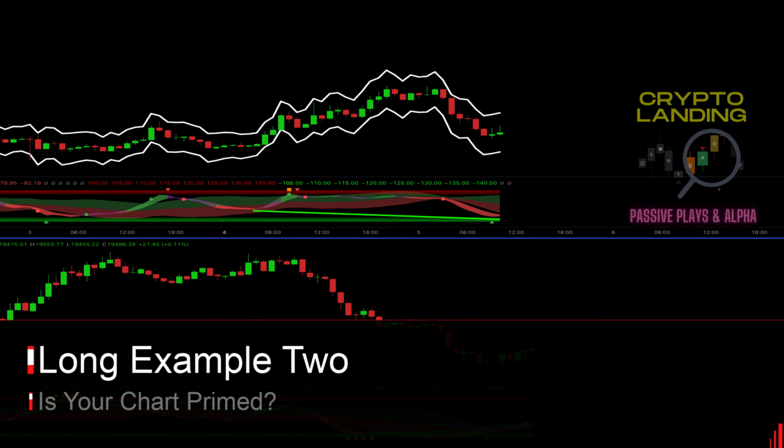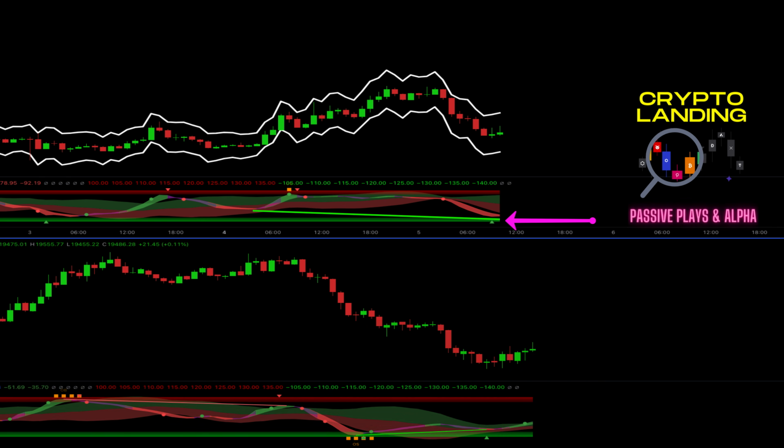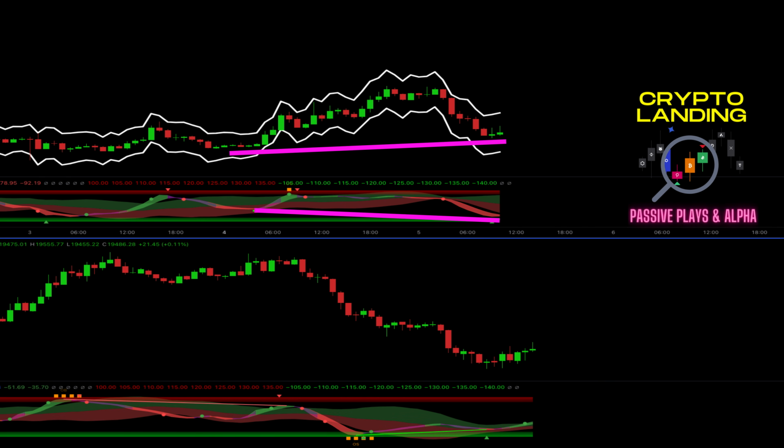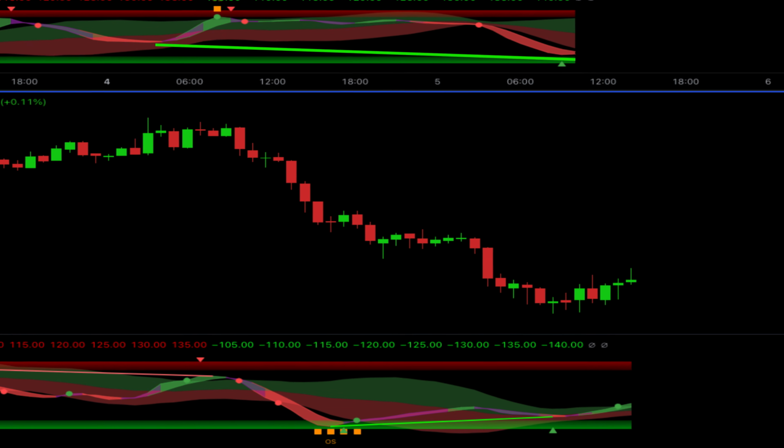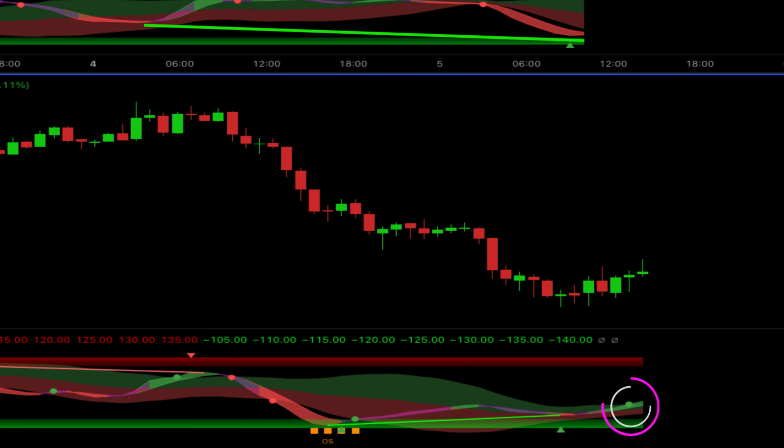I have one more long example. First, the Chart Prime indicator is showing a hidden bullish divergence on the 1-hour chart, a lower low on the indicator and a higher low on price. Second, there is regular bullish divergence on the 15-minute chart, a lower low on price and a higher low on the indicator. Third, the micro range band shows a green dot. Everything converges on this candle and it serves as our trigger.